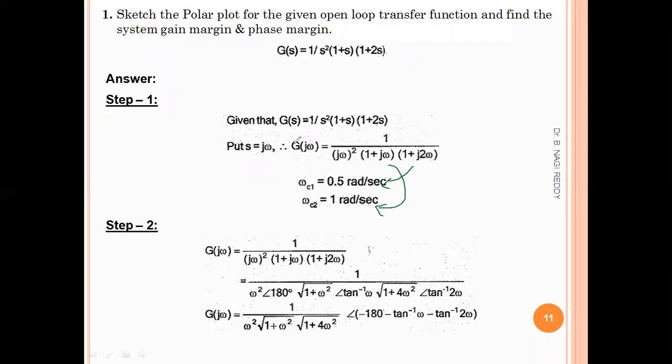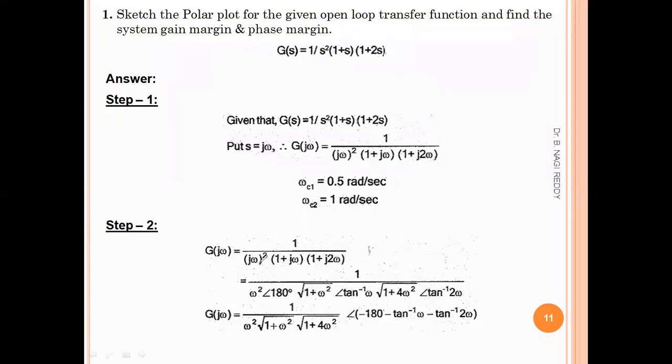Coming to step 2, we have to calculate the magnitude as well as angle expressions. So for that, see, G(jω) is a complex number. For a given complex number, we can convert it into polar form, right? So we have to take the magnitude at an angle. For that, you have to take each and every term's magnitude and its angle.